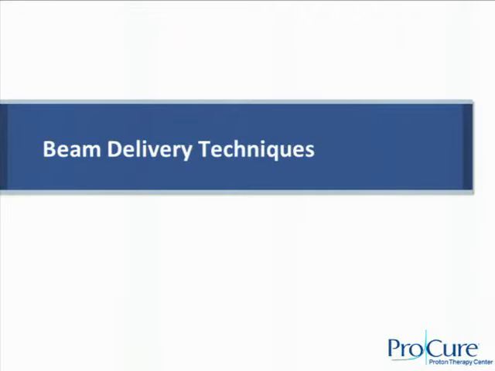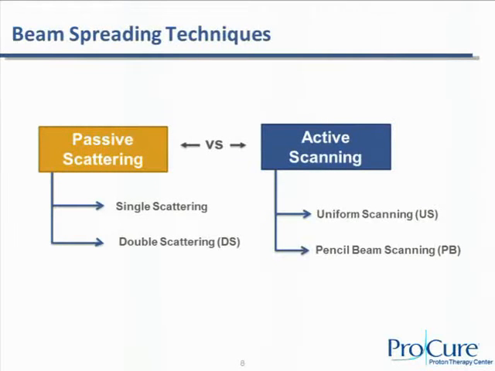There are 3 different ways of delivering beam, but the beam spreading itself falls into 2 main categories, passive scattering and active scanning. The beam that you get out of the cyclotron or synchrotron has a full width half max of, say, 2 or 3 millimeters. It's not sufficient to cover the tumor and treat the tumor in a sufficient time. So you have to spread it some way.